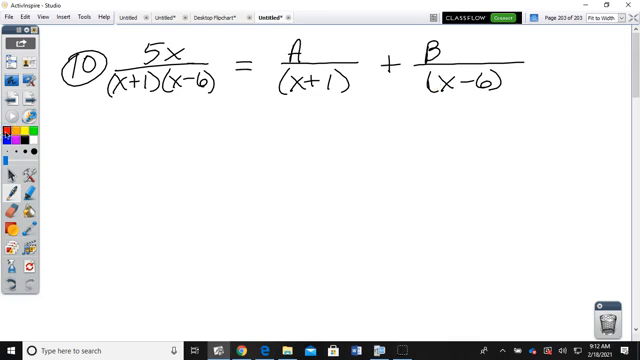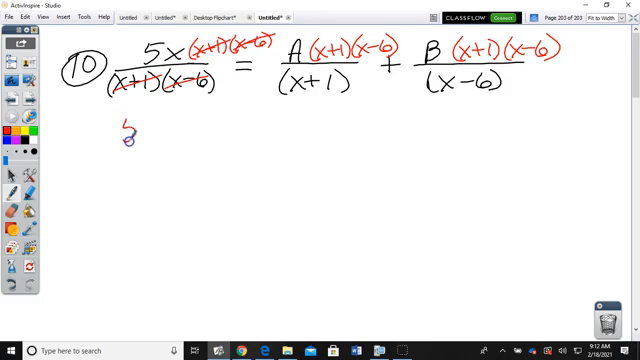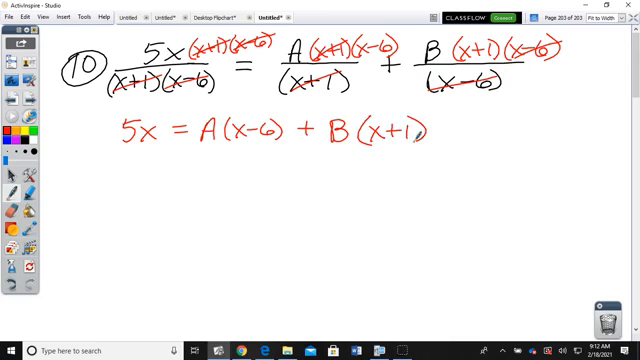So I'm going to multiply everything by the common denominator, which is? X plus 1, x minus 6. Very good. Same process for all three of them. The denominator on the left, the whole thing goes away because they all cancel, and I'm left with 5x equals, on the right, the x plus 1 goes away, I'm left with a times x minus 6 plus b times, the x minus 6's cancel, so you're left with x plus 1. And you make your two equations.